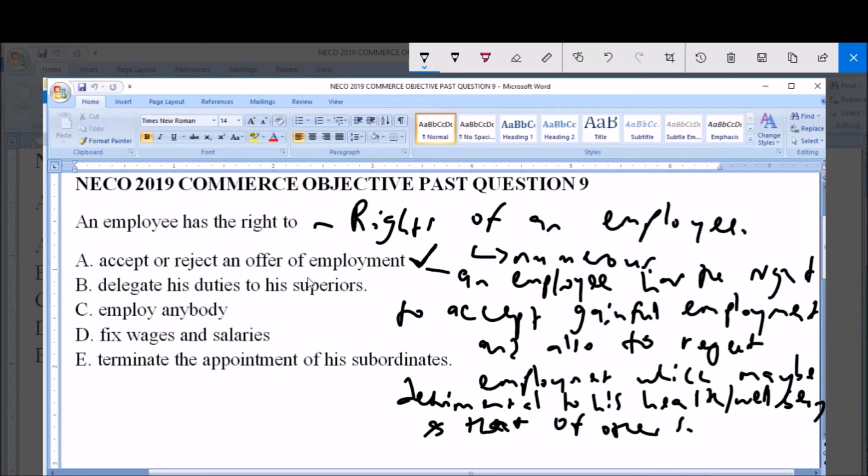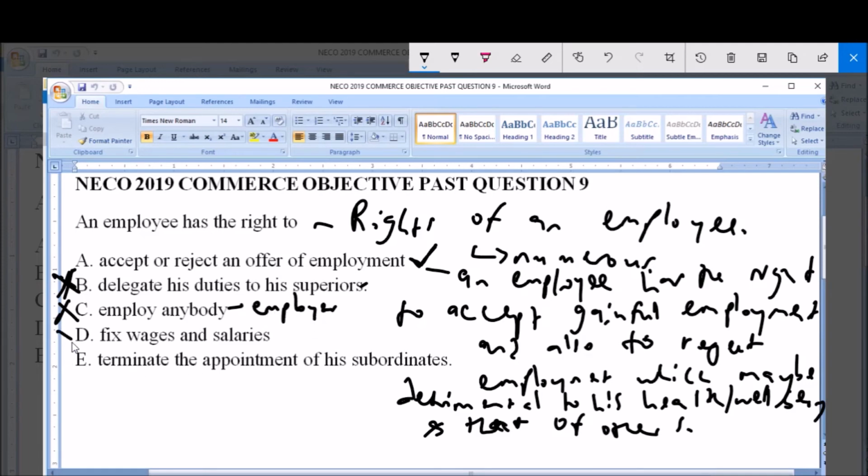Now option B, which is delegate his duties to his superiors, is not one of the rights of an employee. An employee's duties are clearly stated prior to his employment, so he cannot be said to have the right to delegate his duties to his superiors. Option C, which is employ anybody, is also not the right of an employee. This right is mainly reserved for the employer.